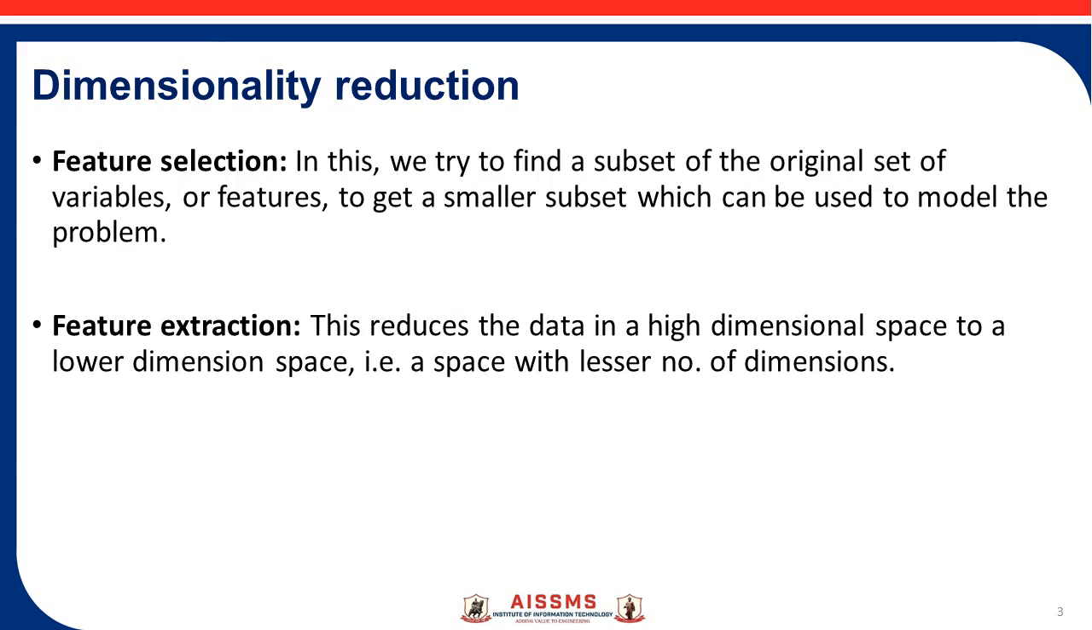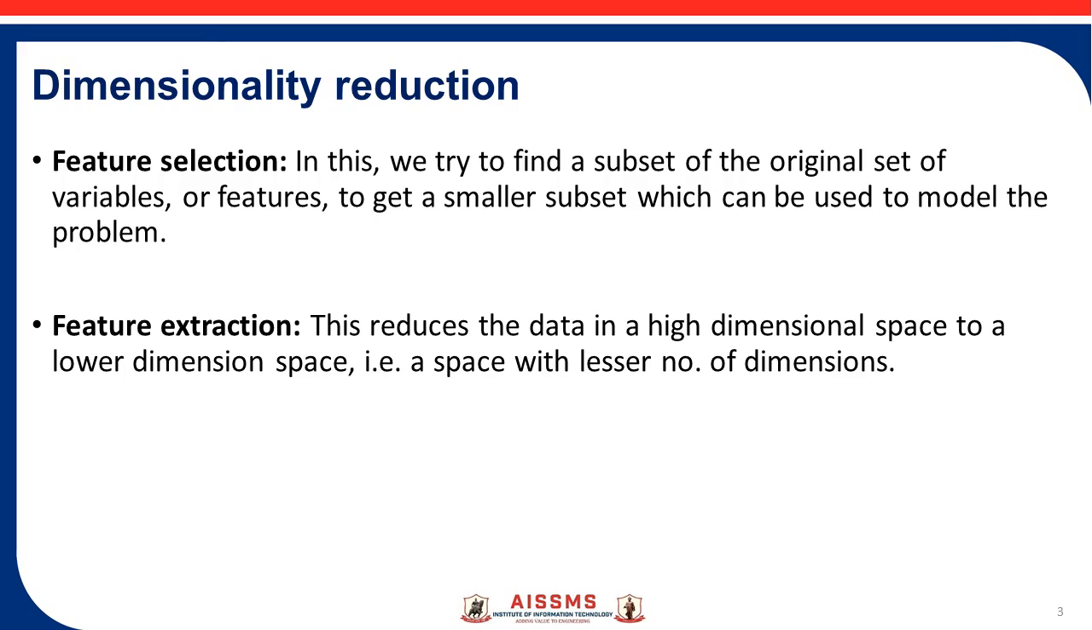In the feature selection method, we have a set of features or variables, and we have to find out a subset from this set of features. We have to find out the small subset which we can use to model the problem, and by using these features we can evaluate the performance of the model. And the second type is feature extraction.